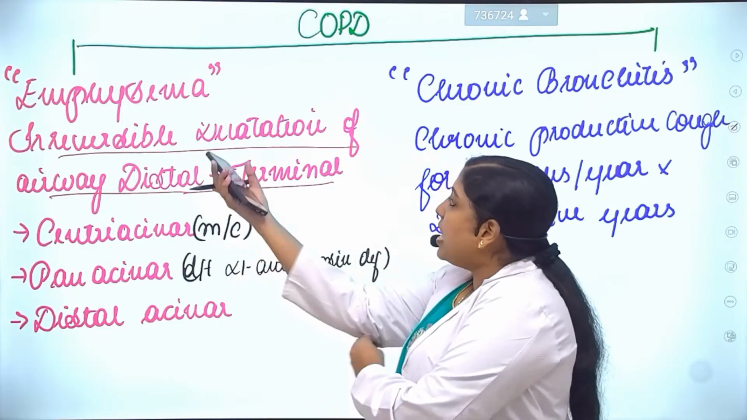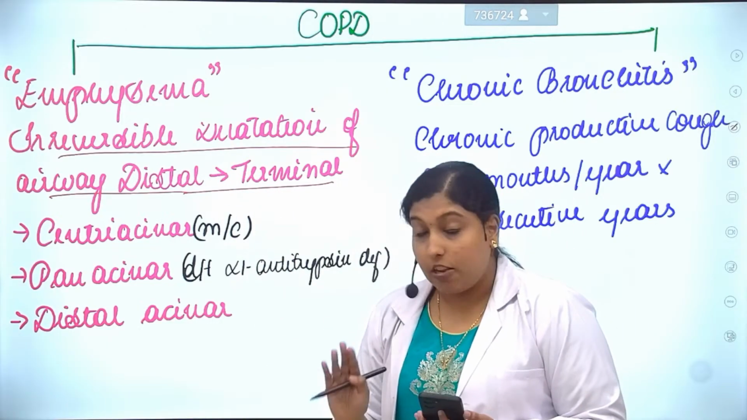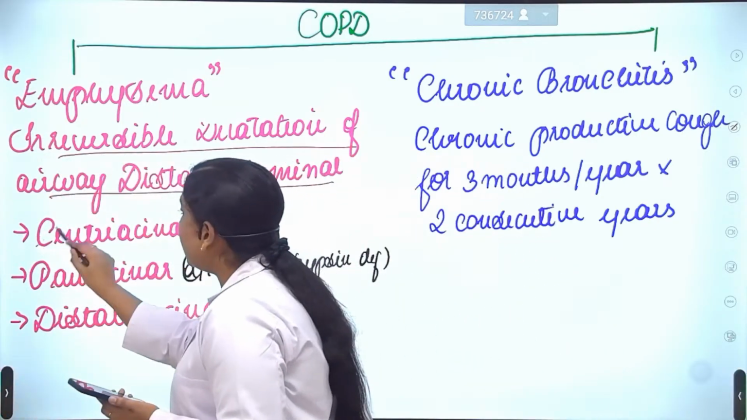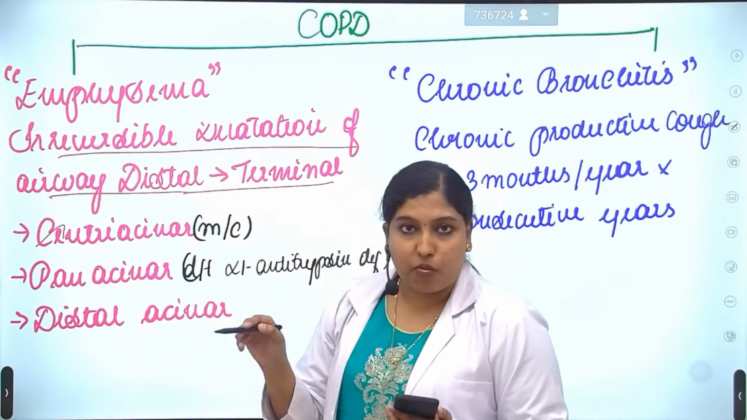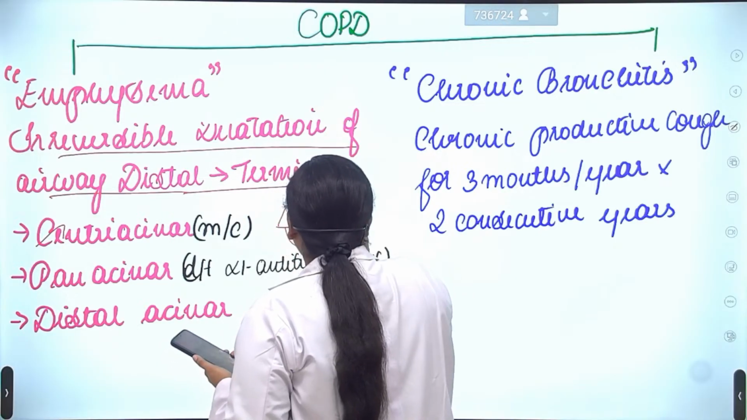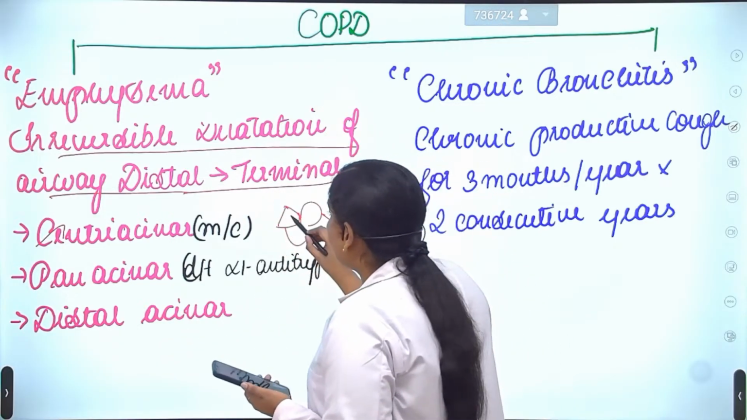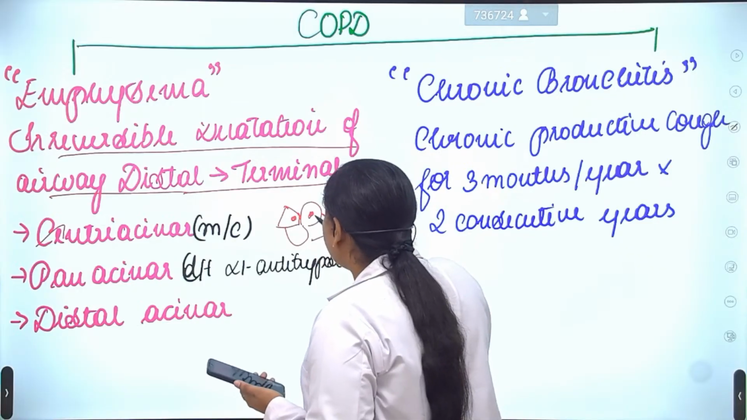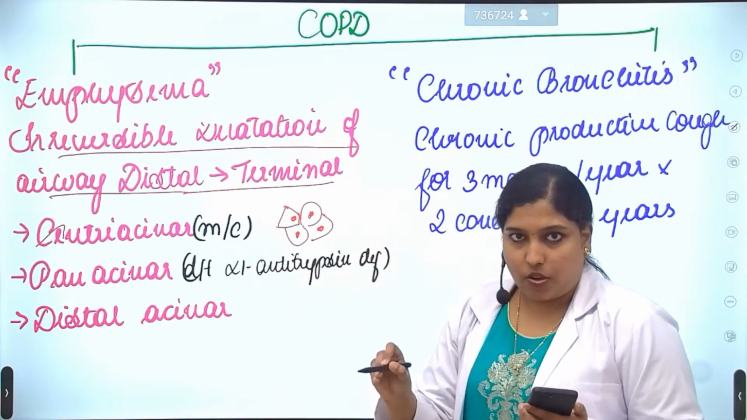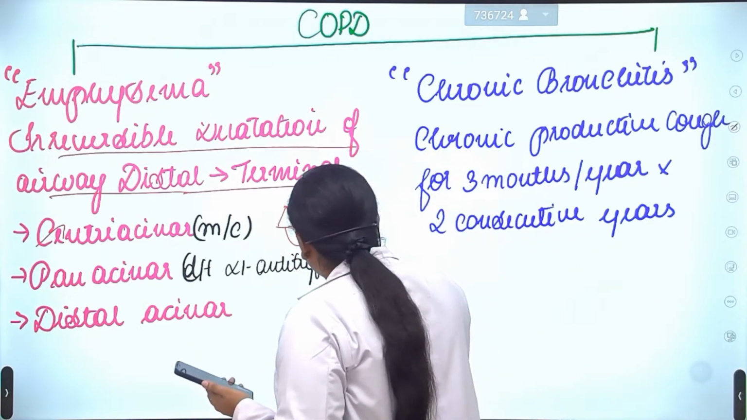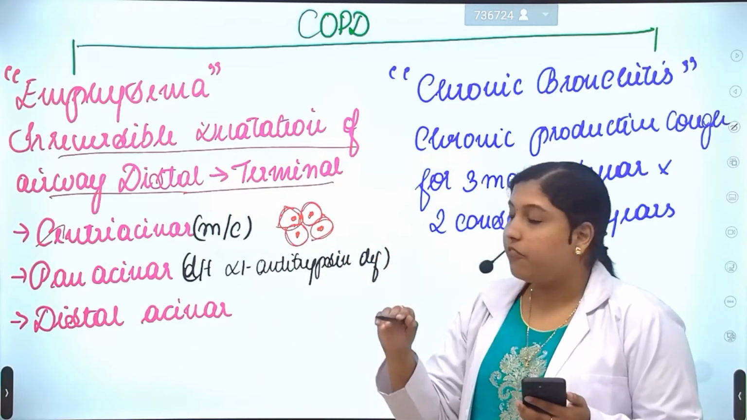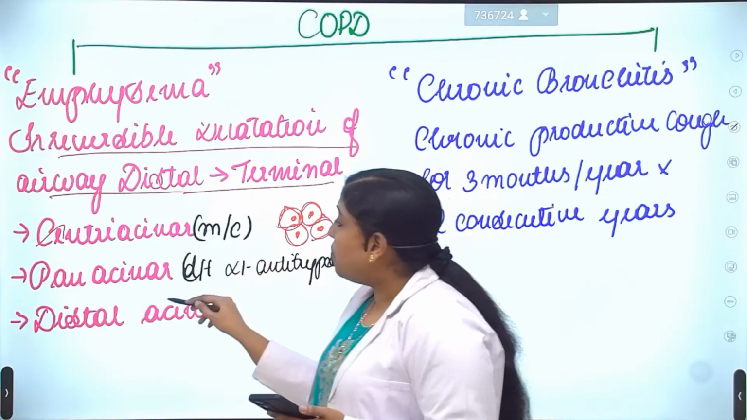In emphysema we have three types. First is the centriacinar, which is the most common type of emphysema. This is the alveoli, and there is a dilatation in the center part, that is termed as centriacinar. These are acinars in the alveoli, and we term it centriacinar when this hyperinflation is happening in the center. Next we have pan-acinar.